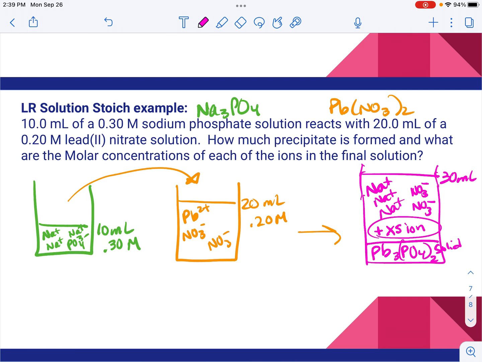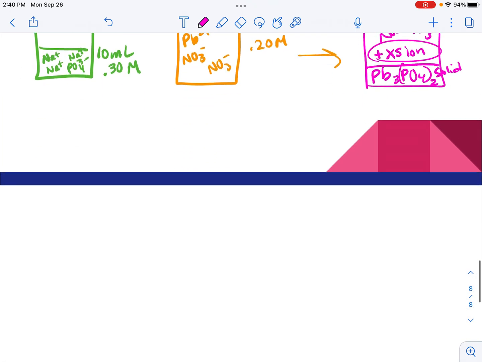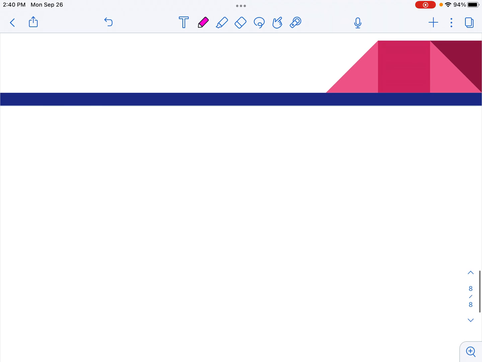All right, so the easiest way to do this before you begin is to find moles of everybody. So this means that I have 4 ions. I have sodium ions, I have phosphate ions, I have lead 2 ions, and I have nitrate ions. And I want to find moles of each. All right, so I have to do this from the volume and the molarity. I'm going to start with the volume.